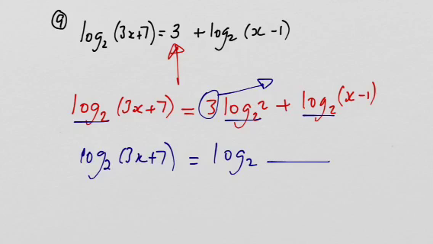Now, because you've got log to the base 2 on each side, these log to the base 2's, they don't cancel each other out, but you can remove them from each side, and then you're left with 3x plus 7 equals whatever your little expression here is, and you can solve that to get x equals.